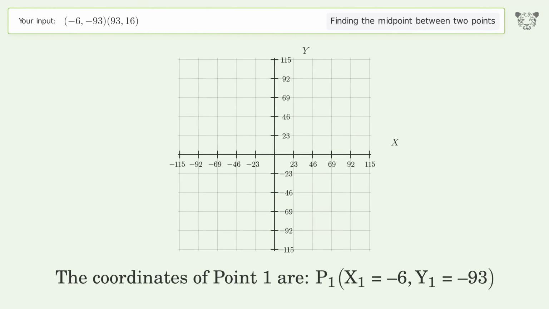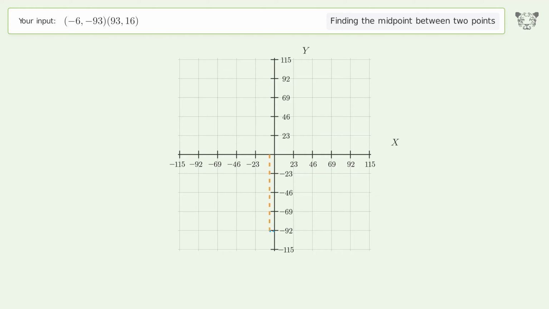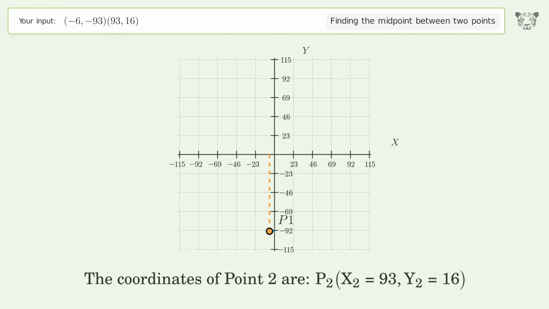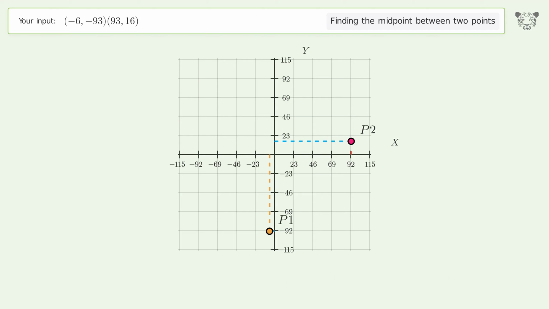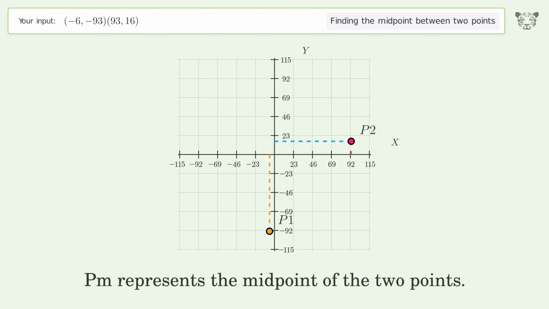The coordinates of point 1 are x1 equals negative 6, y1 equals negative 93. The coordinates of point 2 are x2 equals 93, y2 equals 16. PM represents the midpoint of the 2 points.